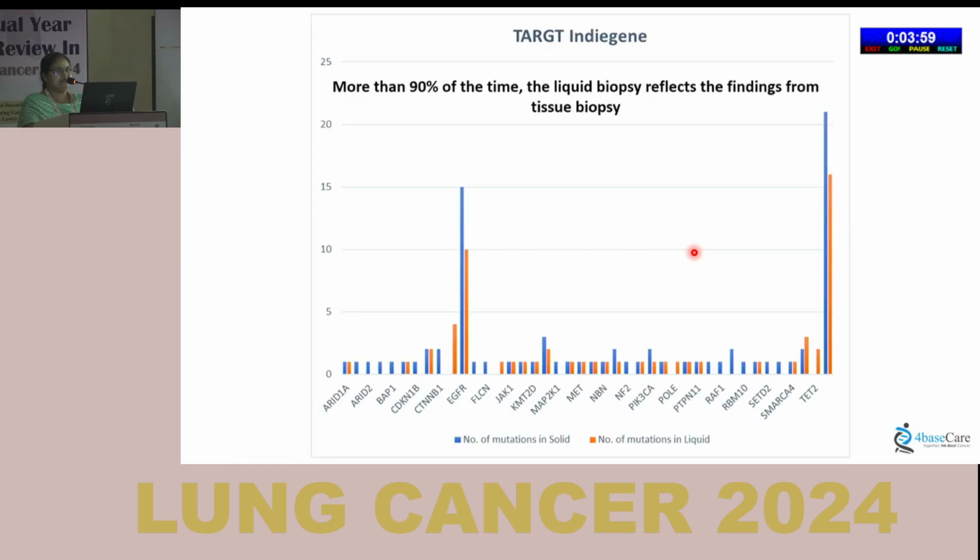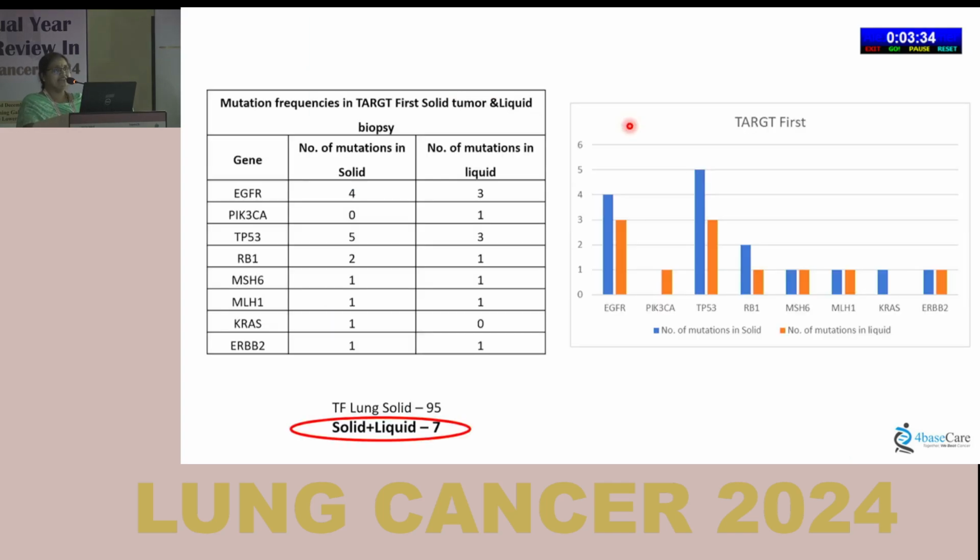And this is just a small data on the top mutated genes. You see that more than 90% of the time in advanced lung cancer patients, whatever mutations you see in tissue, you also see in liquid biopsy nearly 90% of the time. So 10% of the time, you may not pick up those mutations that you got in either of them, picked up in the other. And this is a small panel.